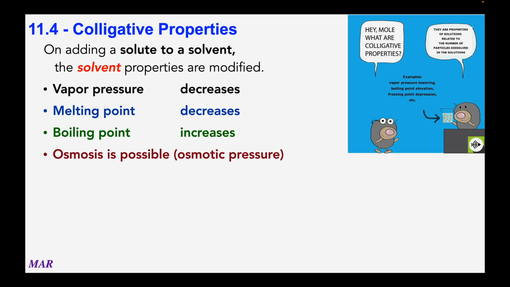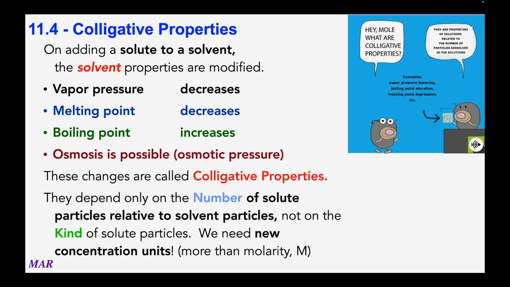So if you have a solute or a solvent separately, none of these are going to apply. But in a solution, the solvent is affected. The vapor pressure goes down, the melting point goes down, the boiling point goes up. Osmosis is possible, osmotic pressure, kind of crazy. Colligative properties, these properties of solutions, they depend on the number of solute particles relative to the solvent particles. It doesn't really matter in this section what kind of solute particles, and this is a weird concept.